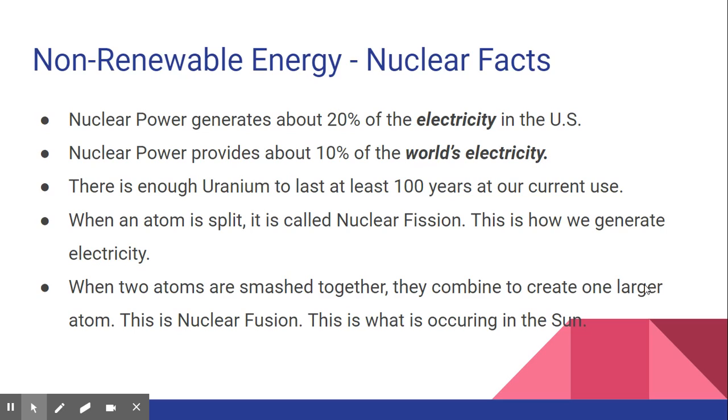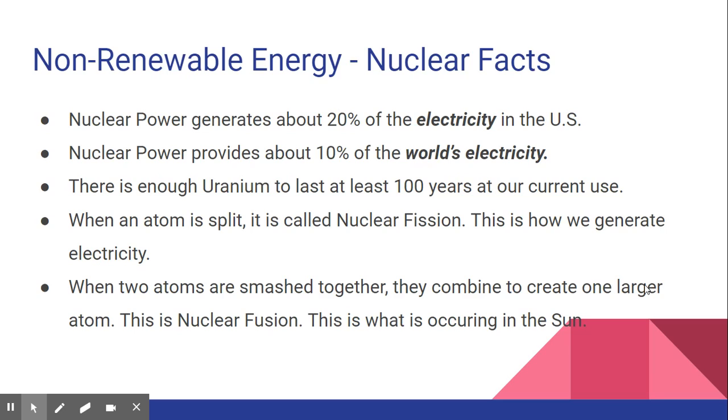Some interesting facts: when the atom is split, it's called nuclear fission. And this is how we generate electricity. It's what we're able to do in our nuclear power plants. We know that the opposite can occur where two atoms and nuclei are smashed together and they join. This would also release a bunch of energy, and it's called nuclear fusion, when two atoms fuse together, as opposed to fission, when they fissure apart or split. Fusion means join, fission means split.